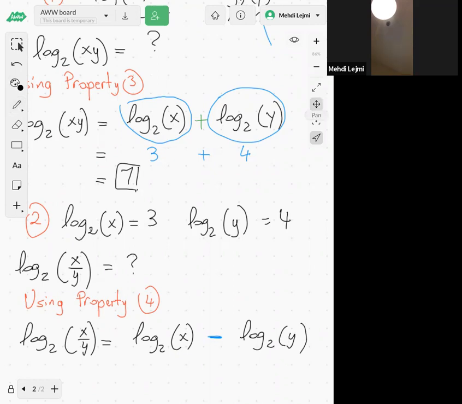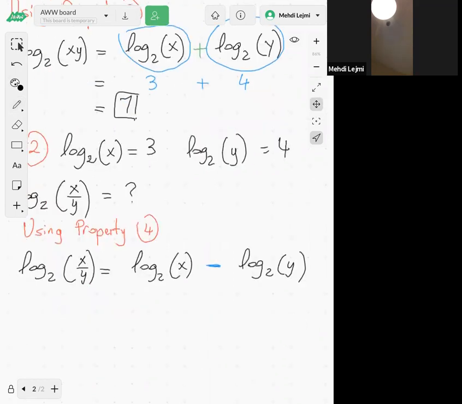Okay, so log in base 2 of x is given, it's equal to 3, minus log in base 2 of y, which is also given and equal to 4. So the answer is 3 minus 4, that's -1. So that will be the log of x over y in base 2.